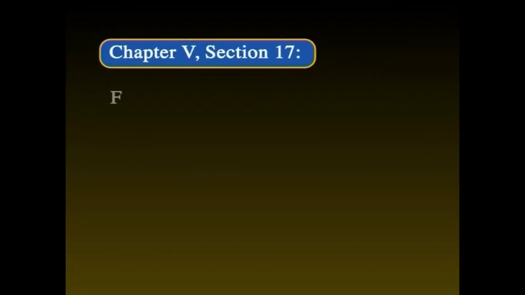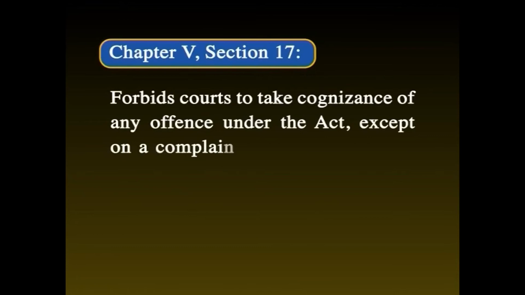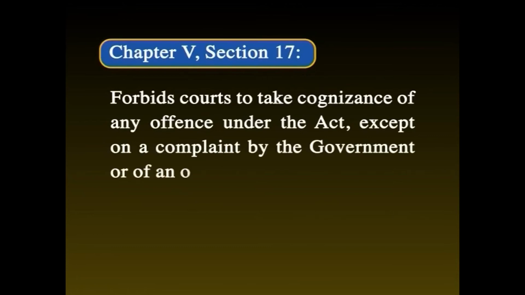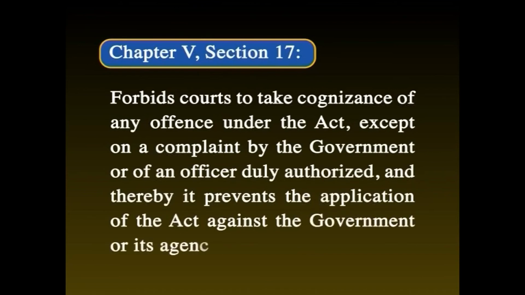Chapter 5 deals with cognizance of offences under the Act and the powers of the central government to make rules. A crucial provision, however, is Section 17, which specifically forbids the court to take cognizance of any offence under the Act except on a complaint by the government or of an officer duly authorized, and thereby it prevents the application of the Act against the government or its agencies.